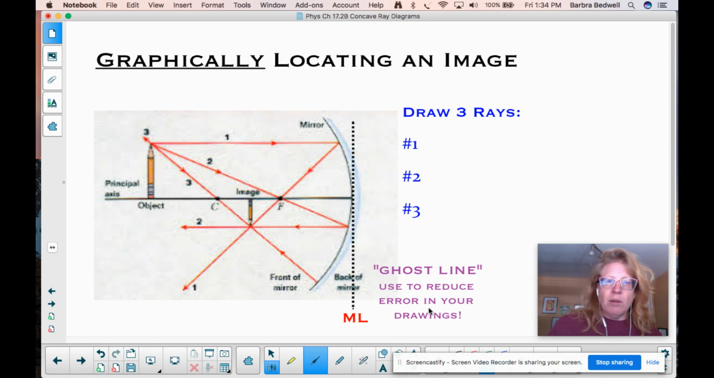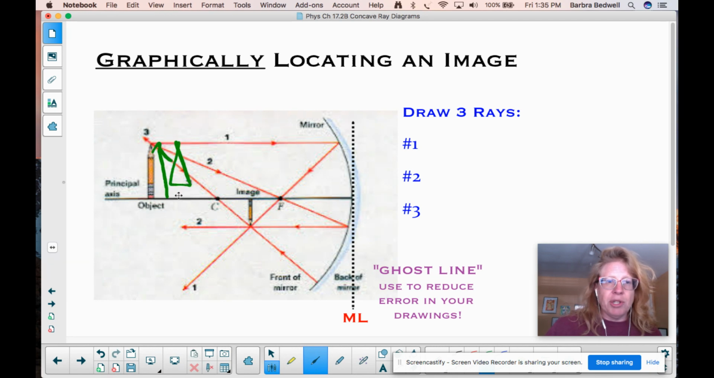Next thing is, our object right here is located kind of far away. It's not off at infinity, so not all of our rays are going to pass through the focal point, but it's past C someplace. It's somewhere just out there. So like this is a pencil. Whenever you draw objects, make sure that you draw some sort of an object that is not quite symmetrical. So draw it like an arrow.